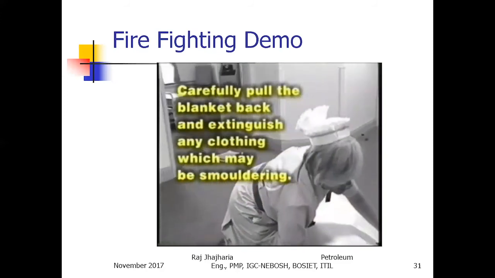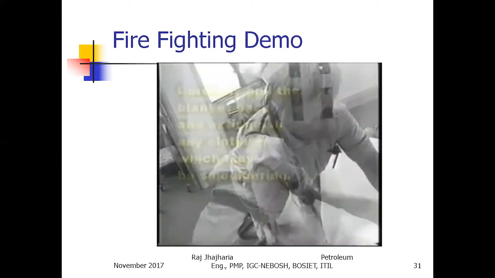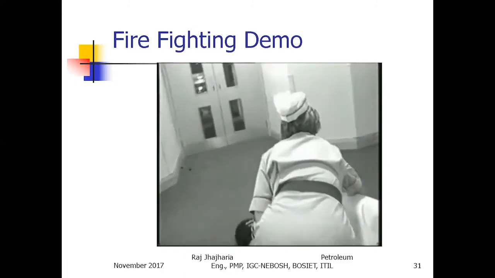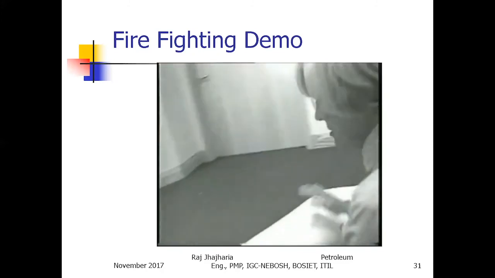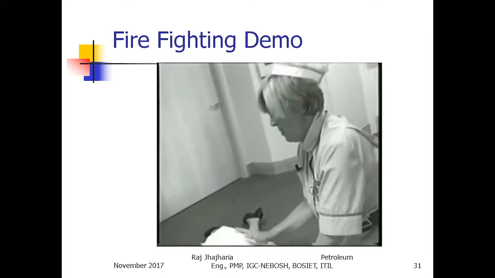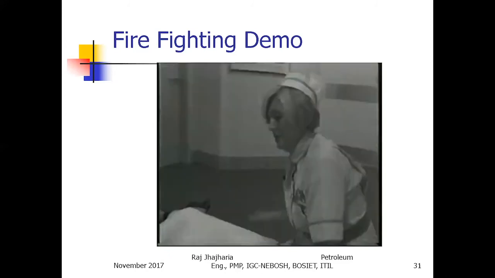Then, carefully pull the blanket back and put out any clothing that continues to smolder and ensure medical help is on its way. If you don't have a fire blanket available, then you could use a coat or jacket. Just remember not to use anything that is nylon or polyester based, which is liable to melt and make the casualty's injuries worse.